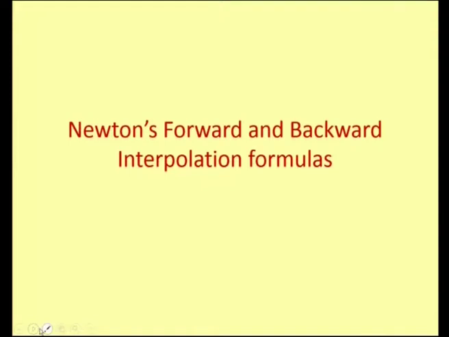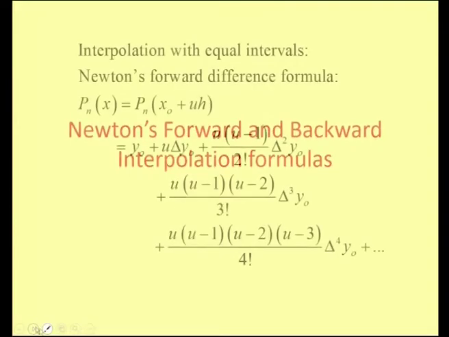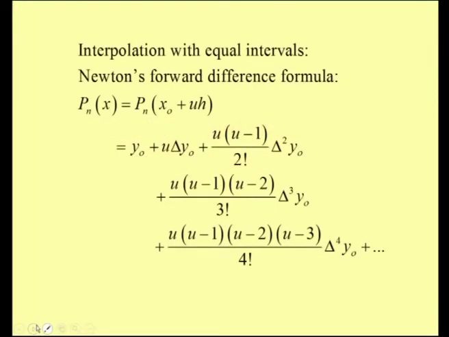Newton's forward and backward interpolation formulas. Interpolation must be with equal intervals. Newton's forward difference formula is given by Pn of x is equal to Pn of x0 plus uh. That is, we are going to change the x values using change of origin and scale as x0 and h. So, all the values of x will be changed to u as x minus x0 by h.